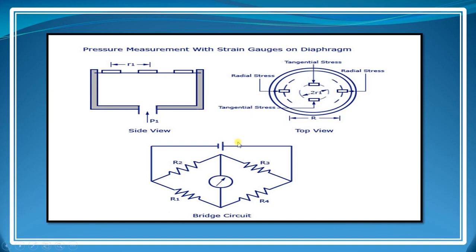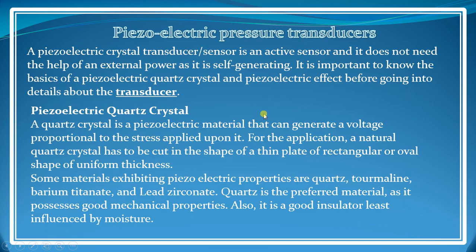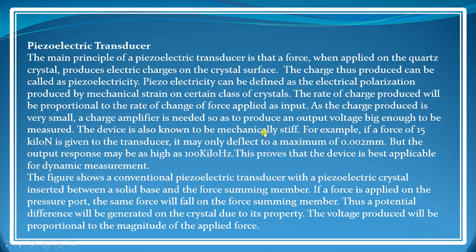So now let's move on to our second, piezoelectric pressure transducer. Before understanding piezoelectric transducer, we have to understand piezoelectric crystal. There are many types of piezoelectric crystal, and the most important piezoelectric crystal is quartz. Actually, when we apply a pressure on a piezoelectric crystal, it can generate a potential difference. It can make a voltage signal. So we are going to understand this piezoelectric transducer in this part.